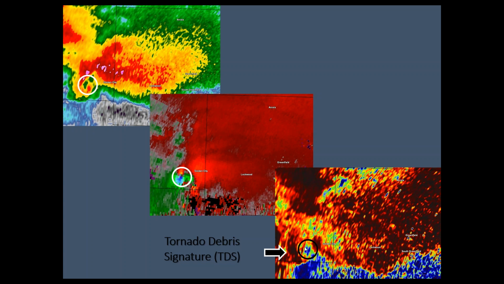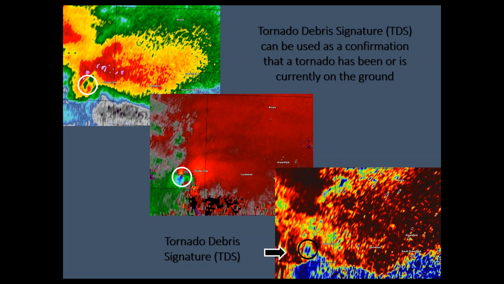What you always want to know, if you see an area like this where you've got a really strong rotation couplet, and then look at that same spot on the correlation coefficient, you'll see it shows up at this blue-green spot. What that is depicting is big objects. It's hitting some pretty big objects there, and that is most likely debris. And so we can use this, what we call a tornado debris signature, or TDS. It can be used to basically let us know and confirm that, hey, we've got a tornado on the ground. It's currently on the ground right now, or it has been and did some damage. So this is a really powerful tool.